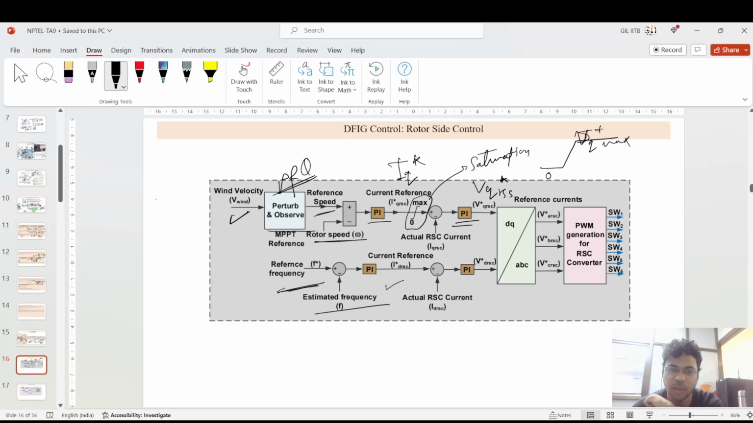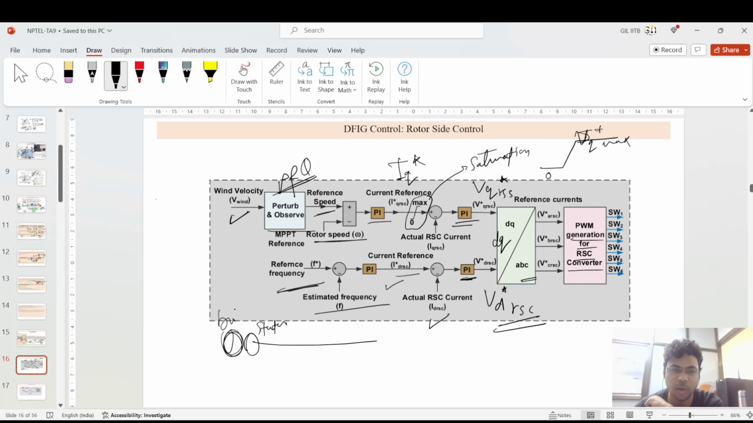Okay, the same happens with the reference frequency also. The reference frequency is generated, then the estimated, then the PI controller is fed, then ID star RSC is generated. Then what you actually need, that actual RSC control, is fed to this PI controller, then VD star of the rotor side converter is generated. Then it is fed to a sequence generator, that is the DQ to ABC converter, then fed to this PWM generator for the rotor side converter.